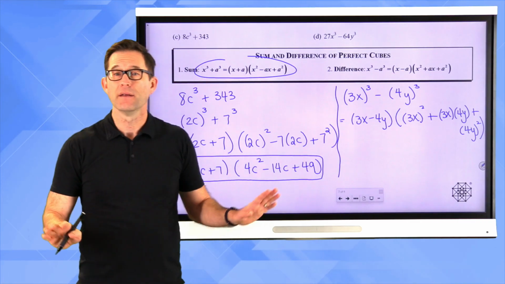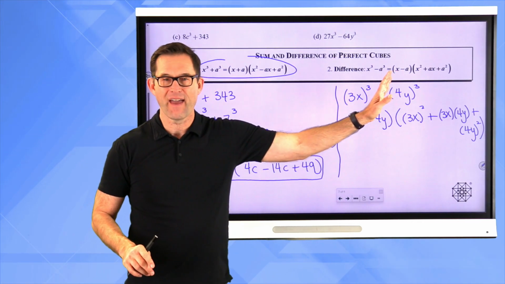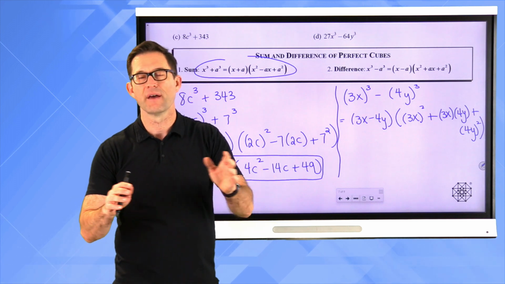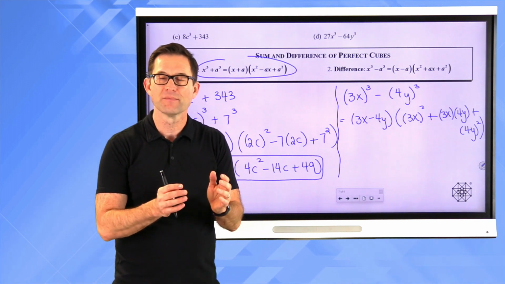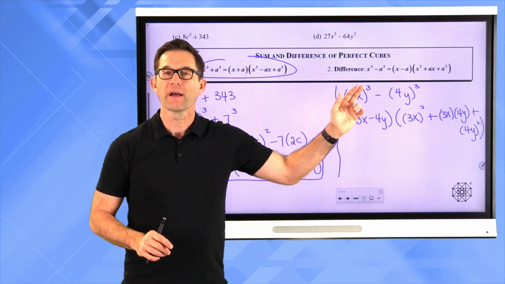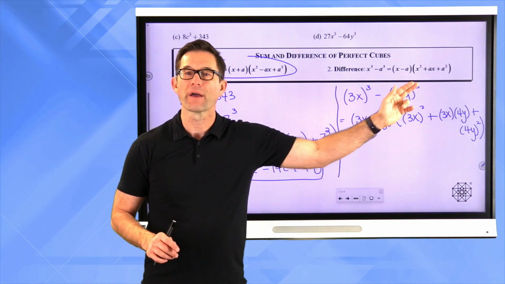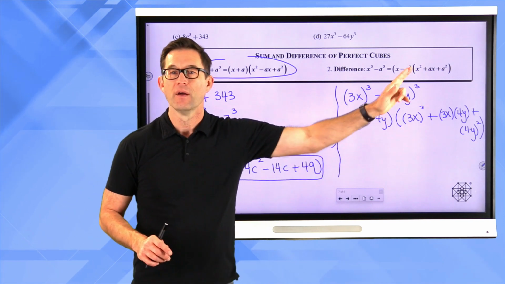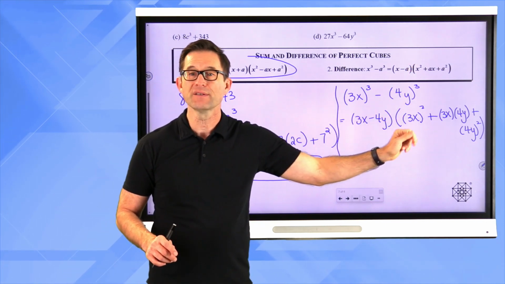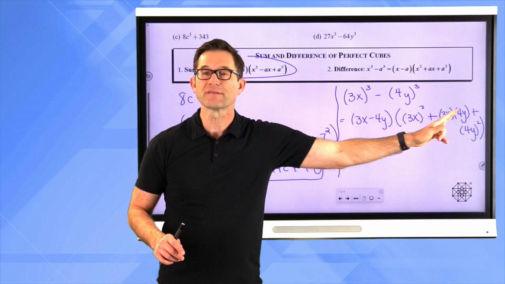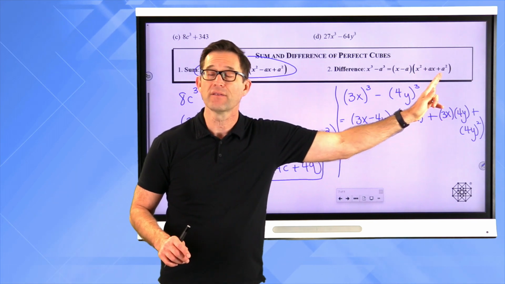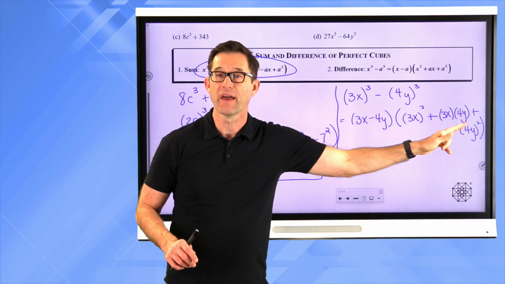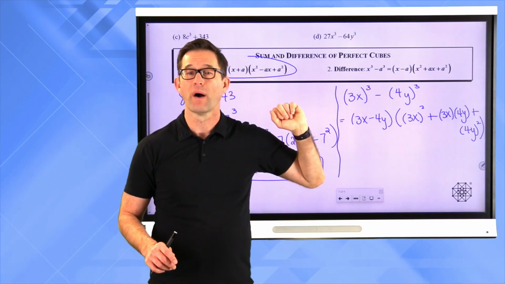All right, so again, x and a don't have to be variables and numbers. They can be terms themselves. So I've got (3x)^3 minus (4y)^3. So that's 3x minus 4y times (3x)^2 plus 3x times 4y, that's my a times x, plus a squared, that's going to be (4y)^2.